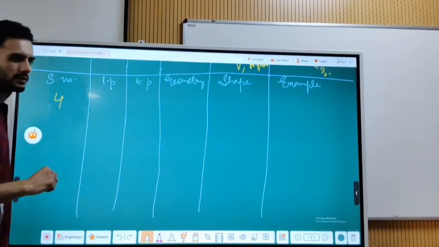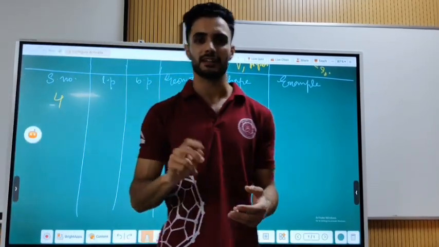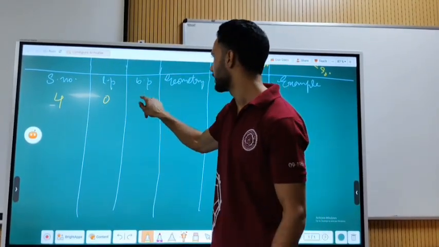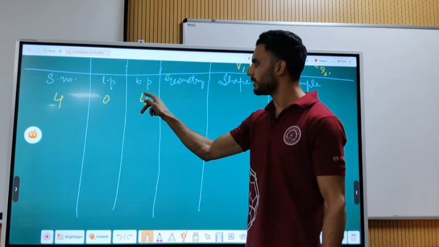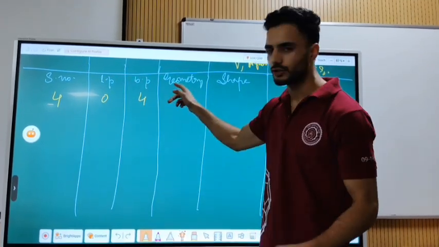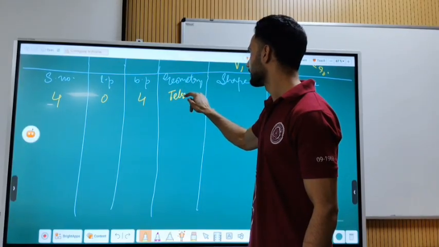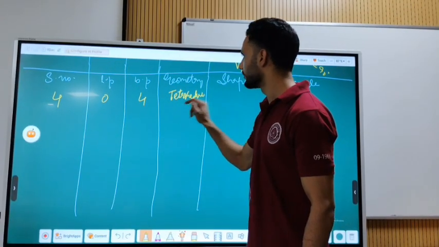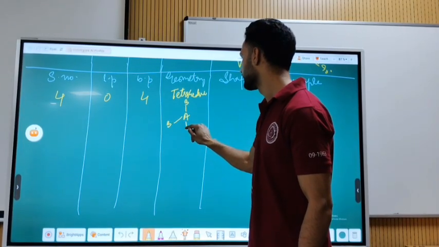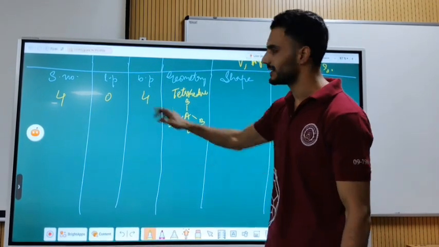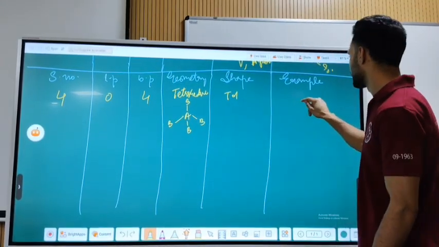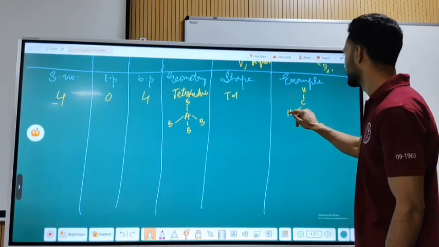In steric number 4, we have many possibilities. First, let's take the possibility of 4 bond pairs and 0 lone pairs. When the steric number is 4, according to valence bond theory, we have the geometry of tetrahedral. Since the lone pair is 0, the shape will be similar, tetrahedral. Example, CH4.